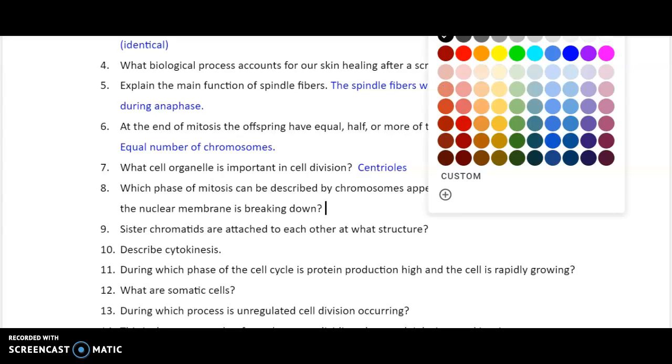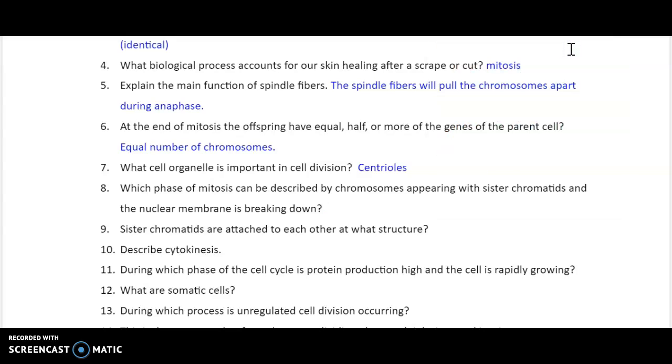Prophase has to happen first. We have to get everybody out of that nucleus so the rest of it can happen. So prophase is where that nuclear membrane is breaking down, and it's when we can very first see those chromosomes begin to bunch up. So that's prophase.